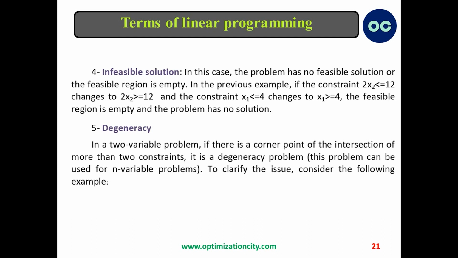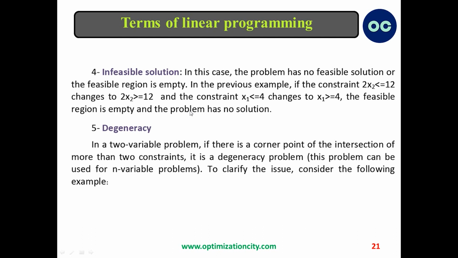What is the infeasible solution? An infeasible solution occurs when the problem has no feasible solution or when the feasible region is empty. For instance, in the previous example, if we change the constraint x2 less than 12 to x2 greater than 12, and the constraint x1 less than 4 to x1 greater than 4, the feasible region becomes empty, resulting in no solution for the problem.